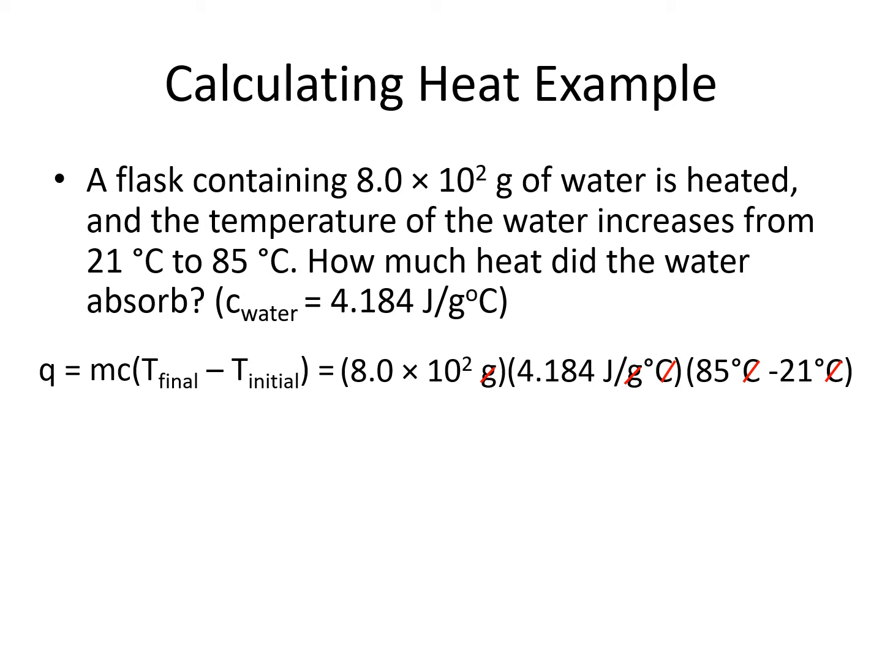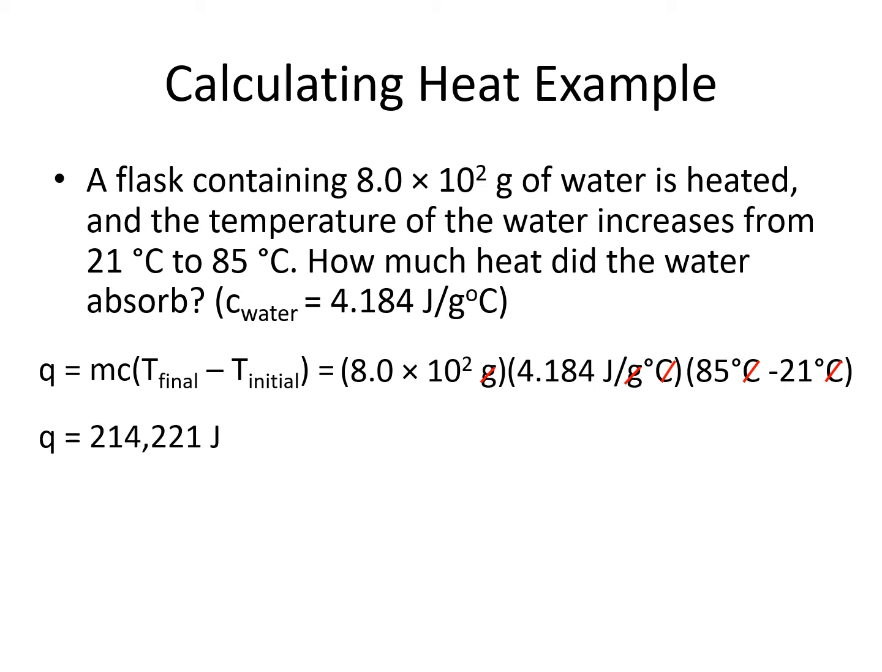Notice the units end up canceling out. So grams will cancel out with the grams in the denominator of our specific heat. The degrees Celsius in the denominator of our specific heat will cancel out with the degrees Celsius in our temperatures, and we'll be left with joules, which is a common unit for heat. Remember, energy takes the form of heat or work. So heat and energy are basically synonymous. Heat is a type of energy.